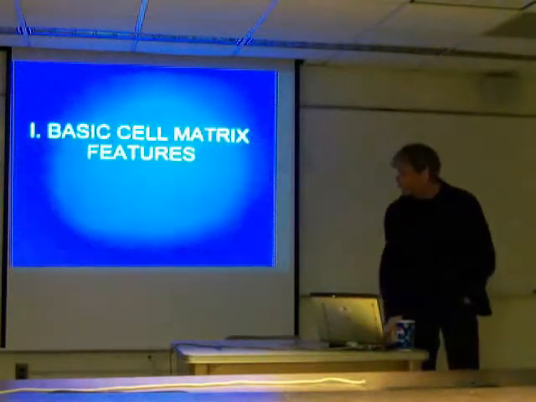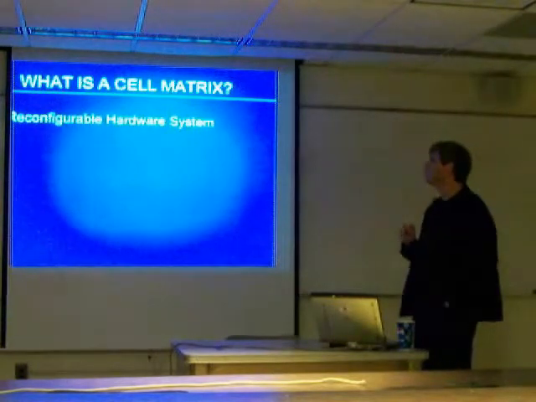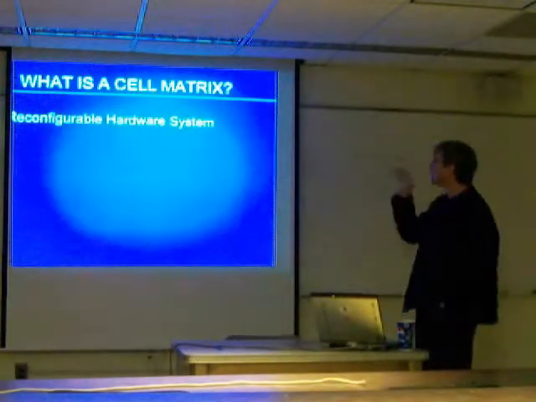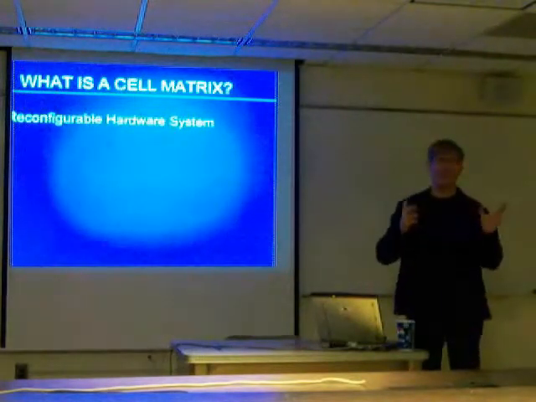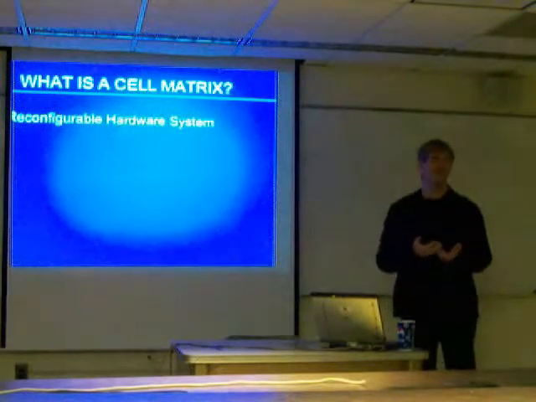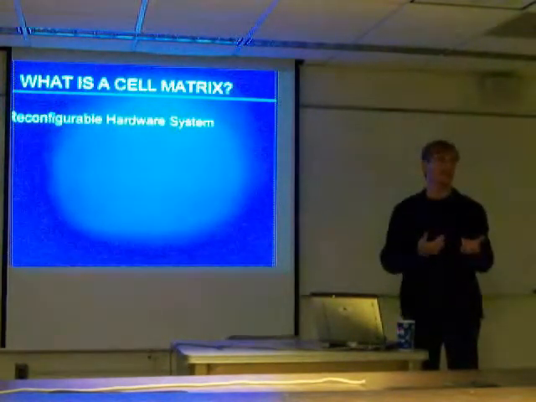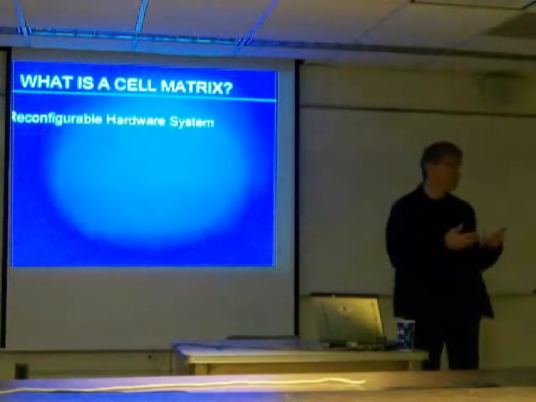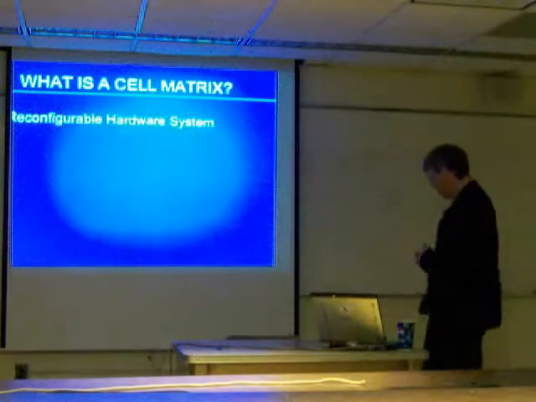Basic cell matrix features. This is going to be a very brief overview, so I'll just be skimming over some of the details. What is a cell matrix? Well, it's reconfigurable hardware. So it's hardware that has a fixed physical structure. It doesn't change, but you can change what the hardware does. Is this acting like an AND gate? Is it acting like an OR gate? You can change that after the system's been built by configuring the system, loading contents into memories inside.